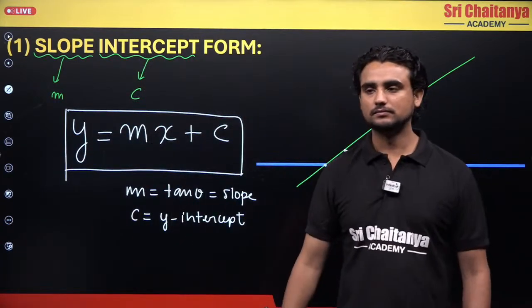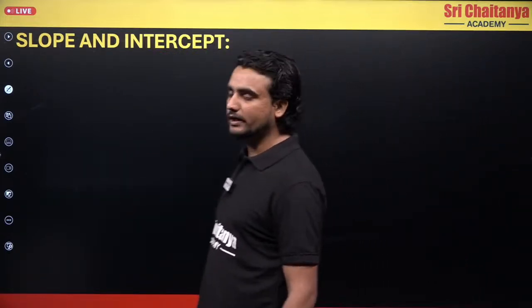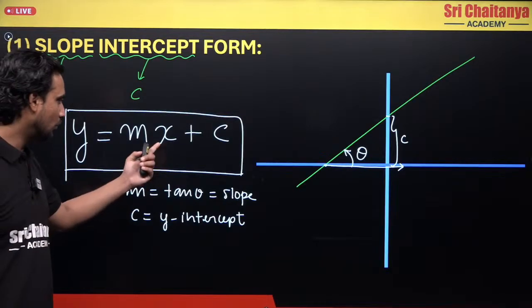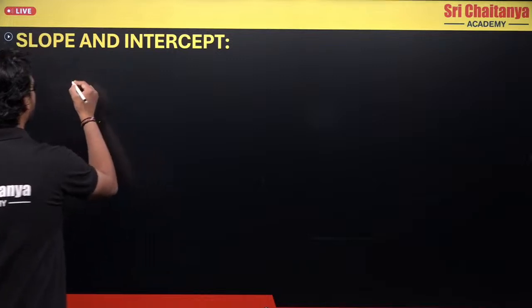Okay, clear? Now let's move to the next part: slope and intercept. I have already covered what slope is. How do you find slope here, and what is the intercept here? So let's just revise that again.